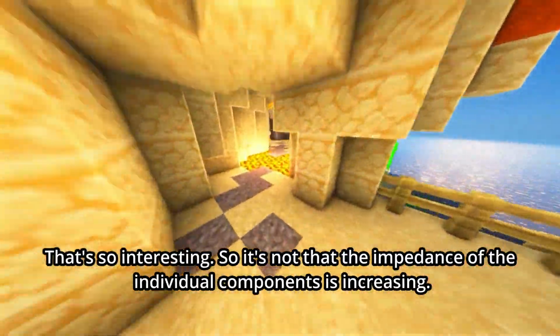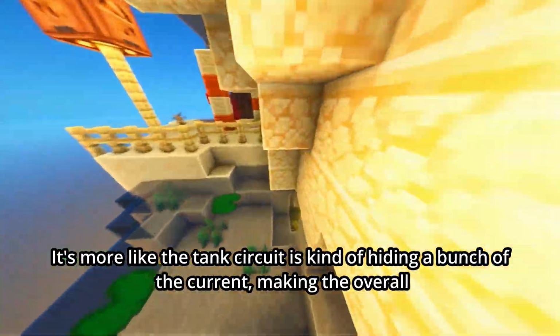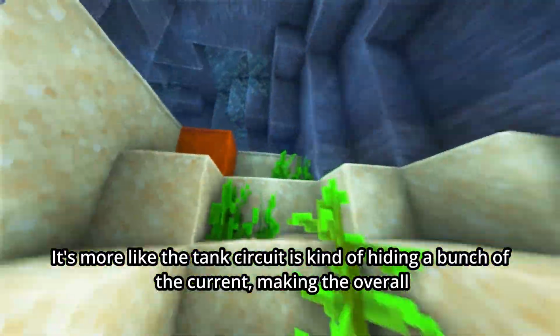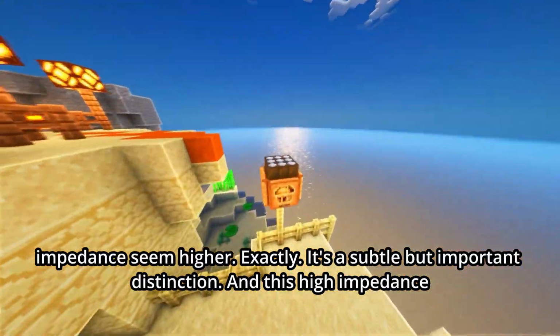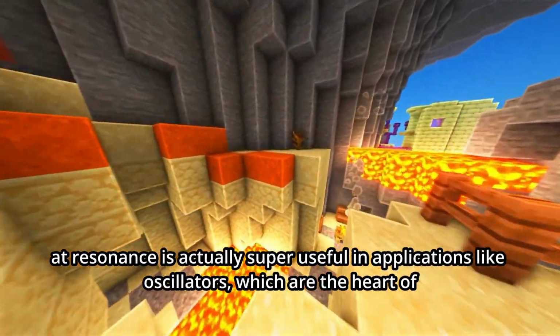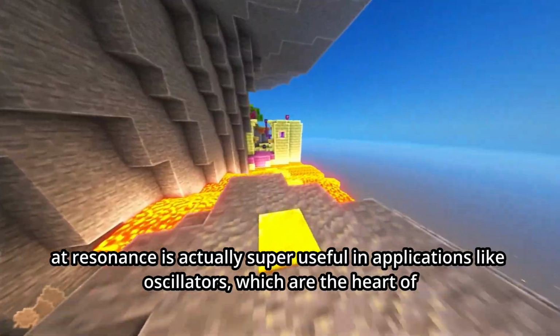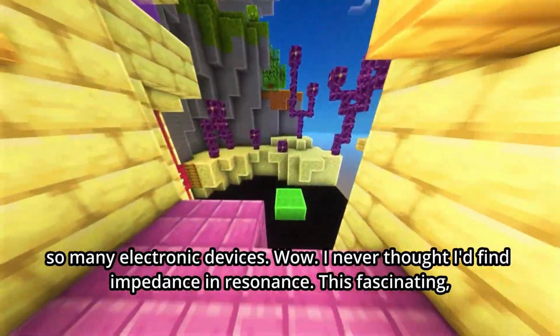That's so interesting. So it's not that the impedance of the individual components is increasing. It's more like the tank circuit is hiding a bunch of the current, making the overall impedance seem higher. Exactly. It's a subtle but important distinction. And this high impedance at resonance is super useful in applications like oscillators, which are the heart of so many electronic devices. Wow. I never thought I'd find impedance and resonance so fascinating.